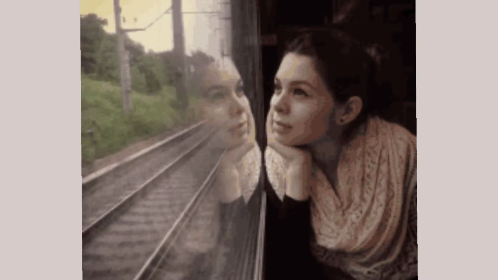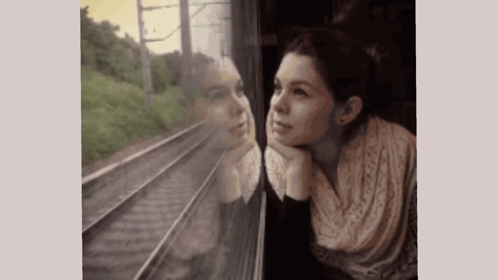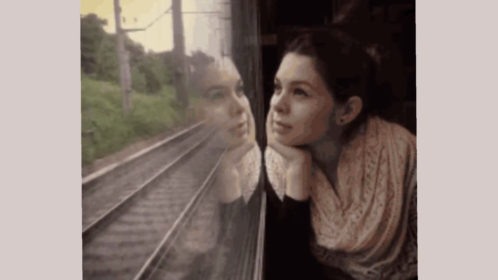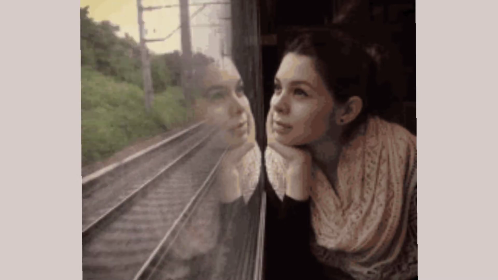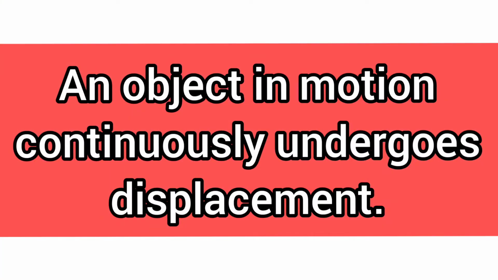Children, now let us have a look at this picture. A girl is sitting in the train. As the train is moving forward, the objects like trees are seen to run backward. So, if an object is seen by an observer to change its place continuously, the object is said to be in motion. Children, an object in motion continuously undergoes displacement.